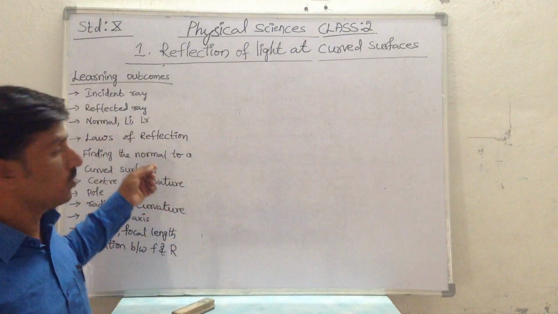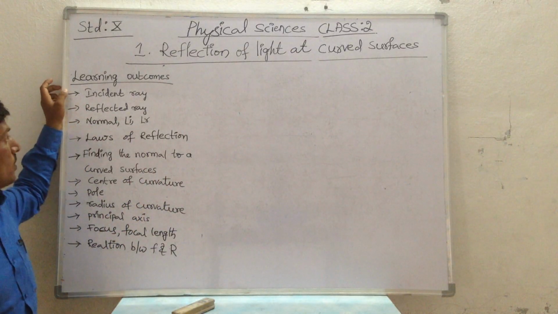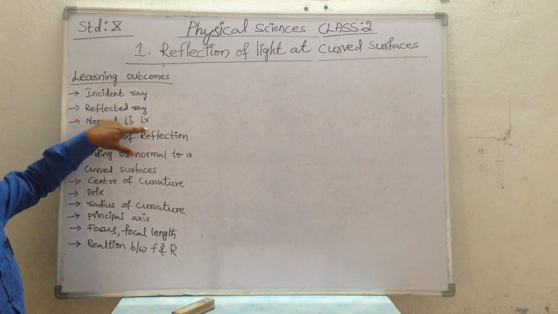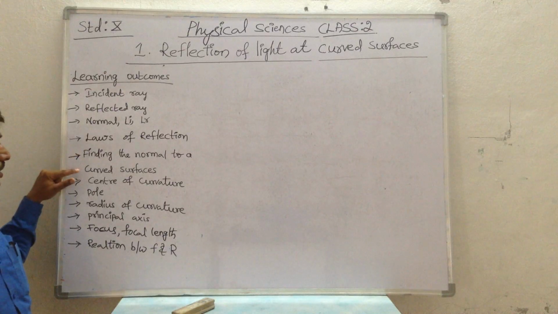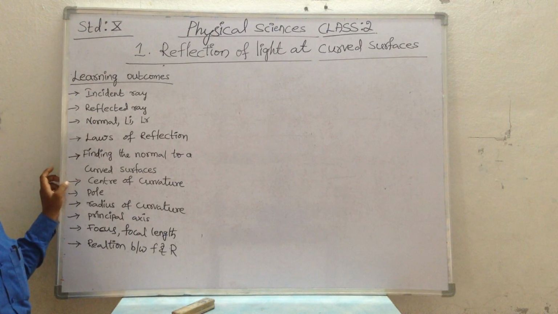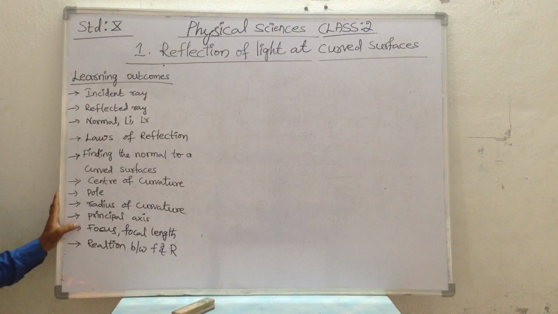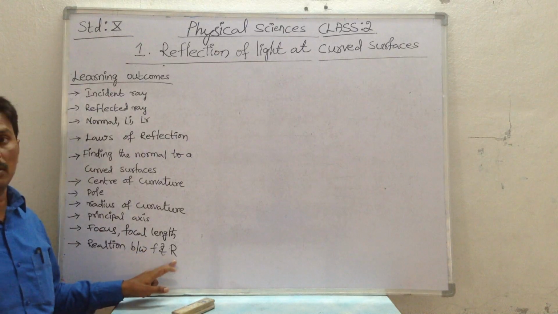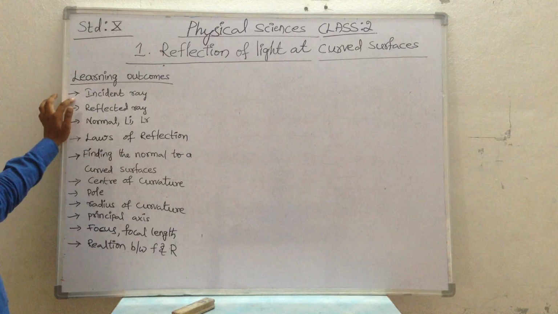Okay, today's learning outcomes are the terms which are used in this lesson: incident ray, reflected ray, normal, angle of incidence, angle of reflection, and laws of reflection. Then, finding normal to the curved surfaces, and center of curvature, pole, radius of curvature, principal axis, focus and focal length, and the relation between the focal length and the radius of curvature. So in this, the first learning outcome is the incident ray.